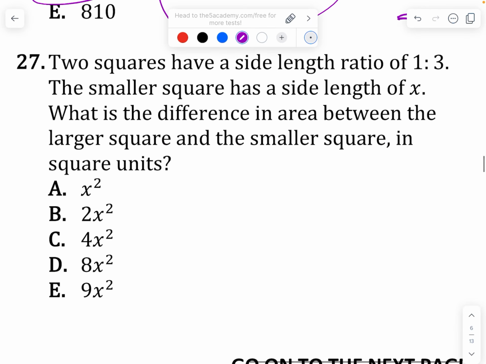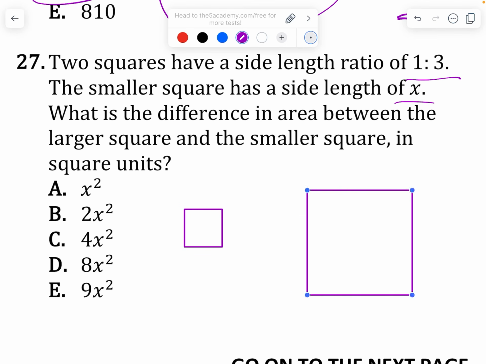Two squares have a side length ratio of this. The smaller square has a side length of x. What is the difference in area between the larger square and the smaller square in square units? So let's just visualize it to make it easier for us. Small square, large square, okay? The smaller square has a side length of x. Now we know that the ratio is 1 to 3, so that means this is going to be 3x, right? What is the difference in area between the larger square and the smaller square?